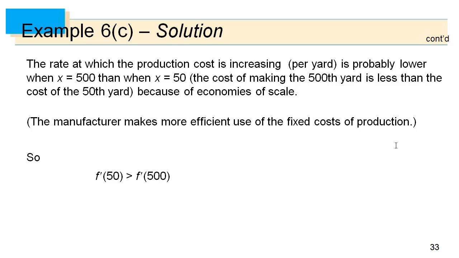Anybody who's taken some econ knows that if you have some set costs, some fixed costs, and then as you produce more and more things, you have a variable cost. But as you produce more and more things, those fixed costs get spread out over more and more things, right? So the cost per unit tends to go down.